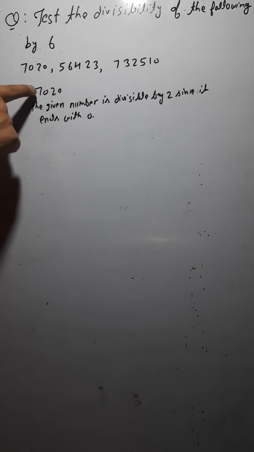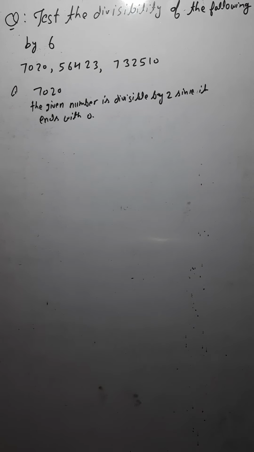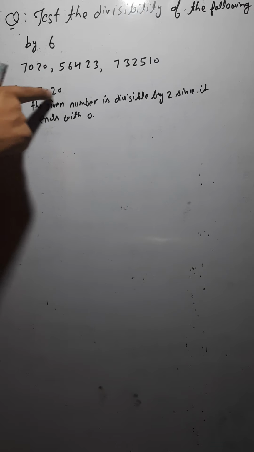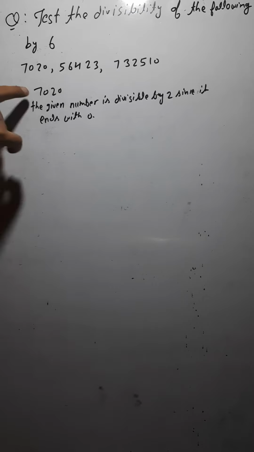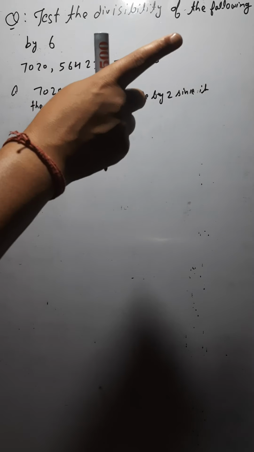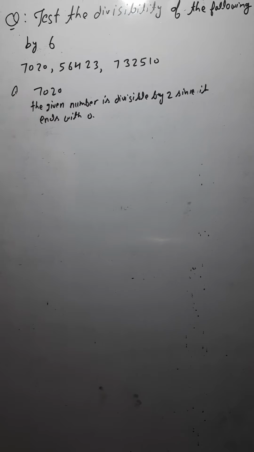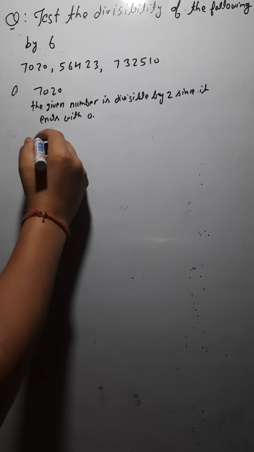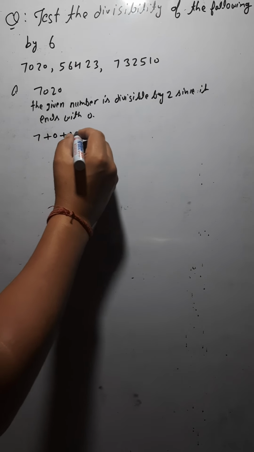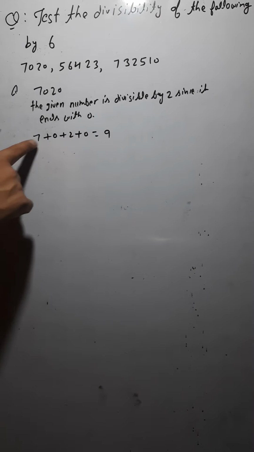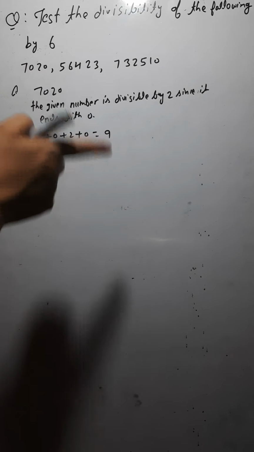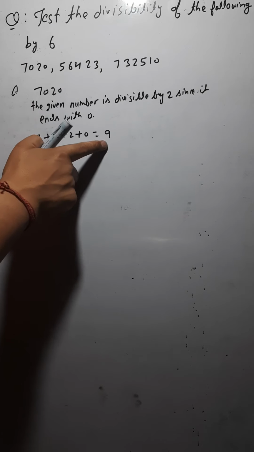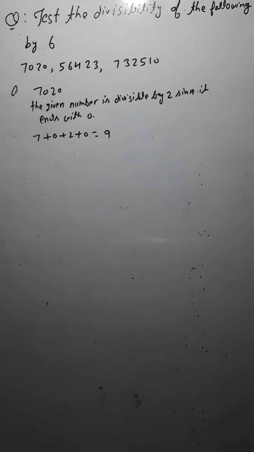Now you have to check whether this number is divisible by 3 also. So for that you have to add all the digits here. To check the divisibility by 3, if the sum of all digits of a given number is divisible by 3, then that number would be divisible by 3. So here 7 plus 0 plus 2 plus 0 equals 9. 7 plus 2 is 9, and 0, 0, nothing is there. So the answer is 9. 9 is divisible by 3. Then you can say, yes, the given number is divisible by 3 also.